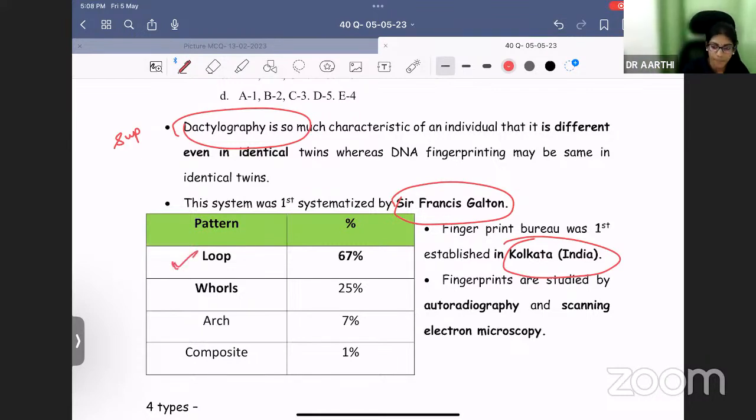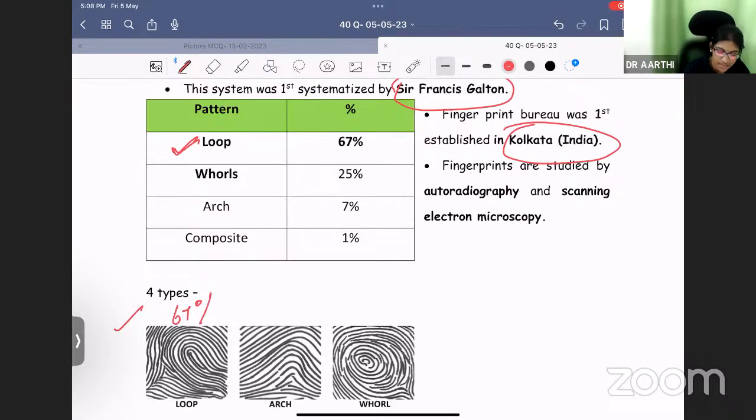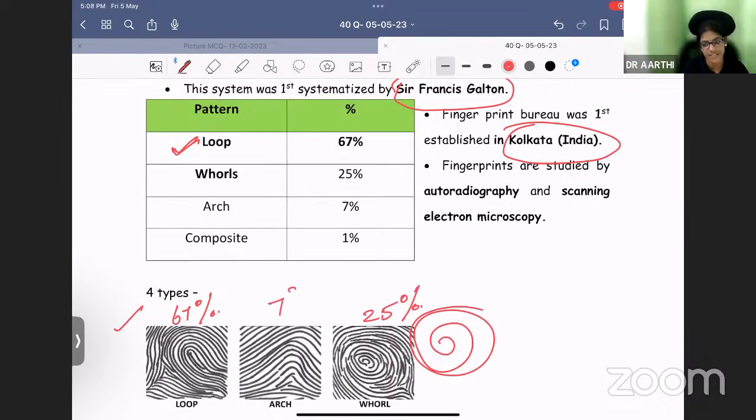Loop is the most common pattern. Most of us, if you look at our fingers, will have a pattern like this. This is the loop pattern. Most common, 67% is seen, followed by the whorl. Whorl is like, you know, we say whirlpool, right? Similar to whirl. So 25%, followed by arches, which is 7%, and finally you have composite, which is a mixture, which is 1%.